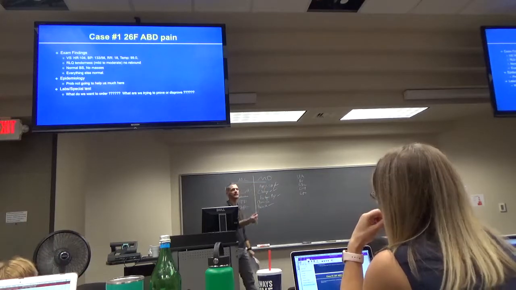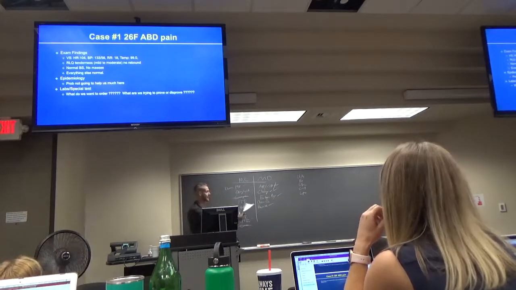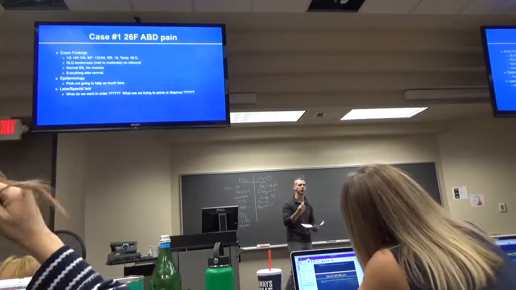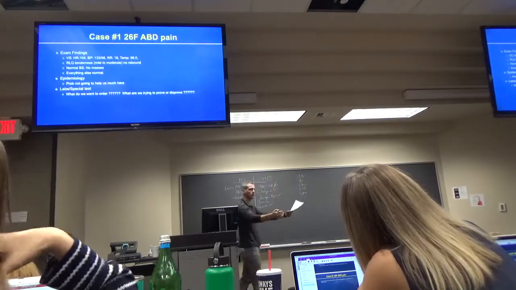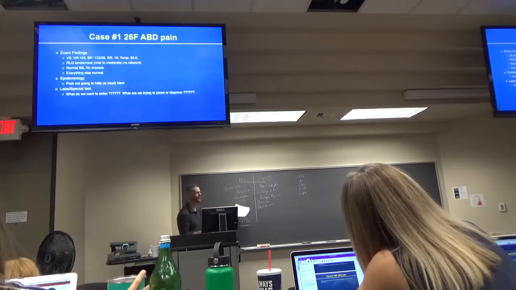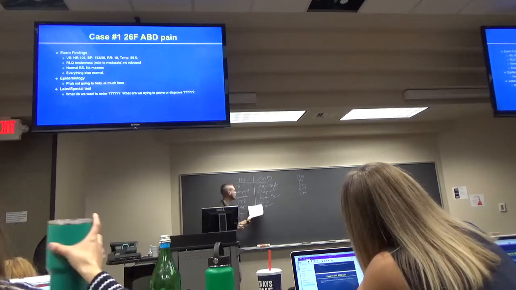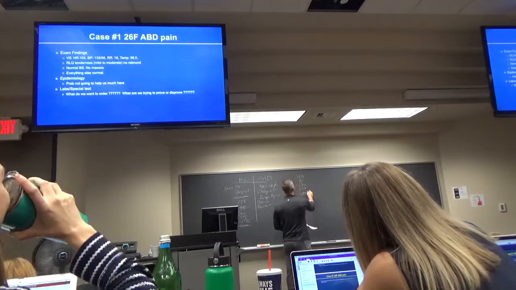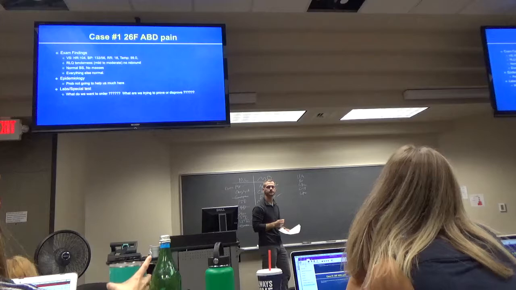A lot of times I'll ask these students, what do you want to order? And I get a blank stare, which is fine, and they have a hard time coming up with what to order. What do I need to do? Well, take a step back. Make your differential. Rule in or rule out diseases based on what you order. Okay? Is there anything else we want to order here?